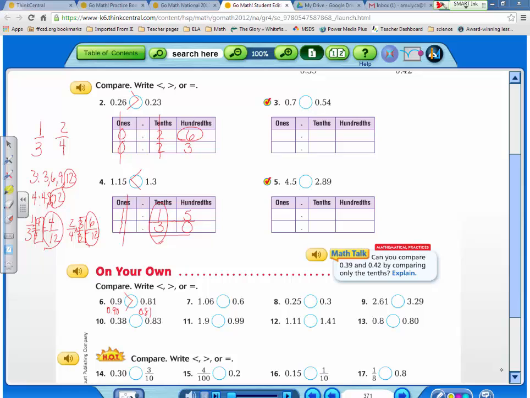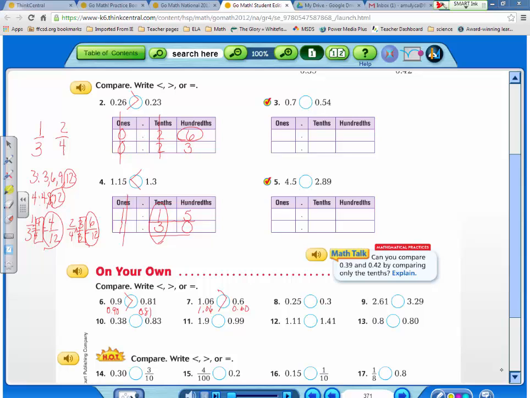When we look at this one over here, we have 1 and 6 hundredths, and we have 0 and 60 hundredths. And we can even look at this one as money. $1.06 is greater than $0.60. So money is also a good strategy to use with these problems.